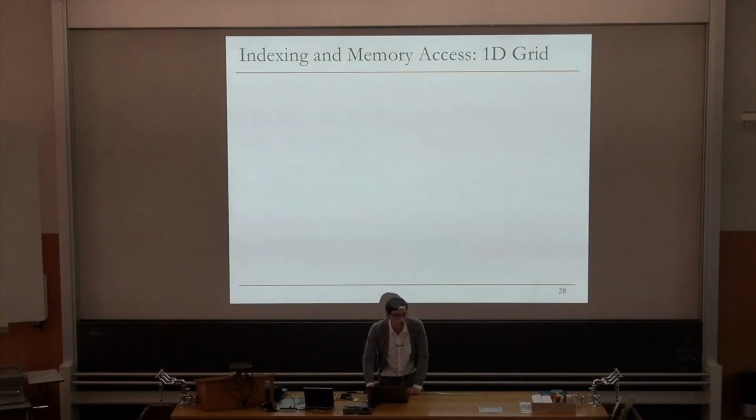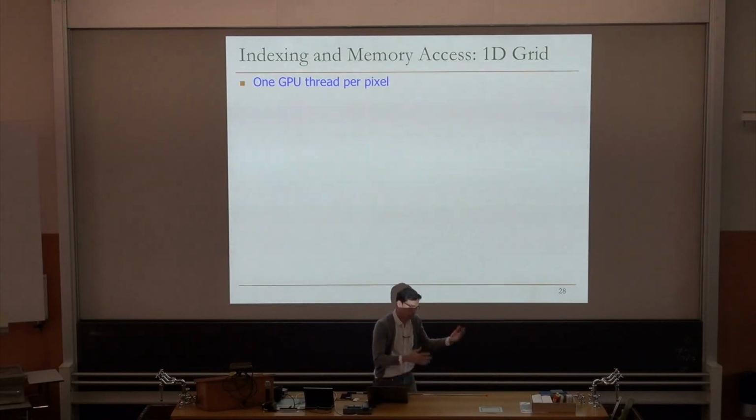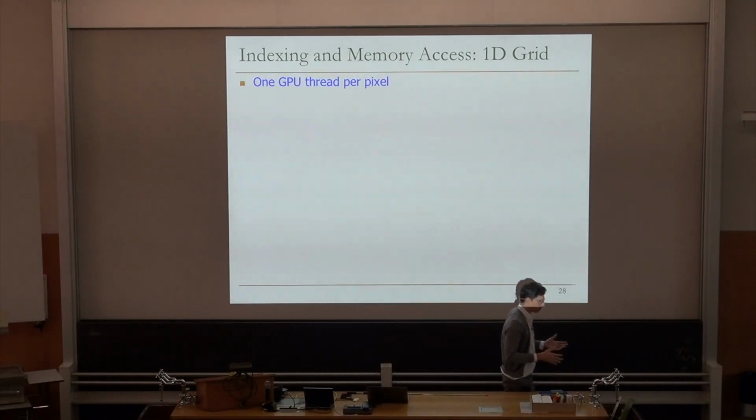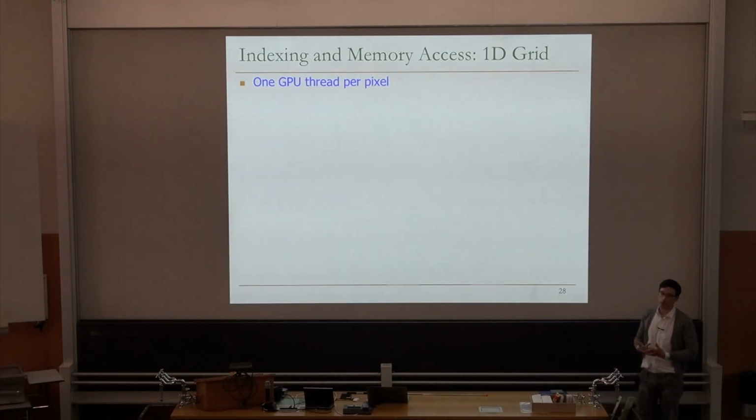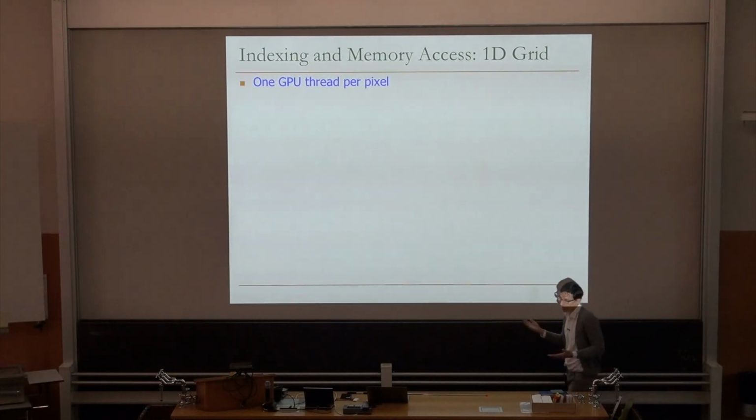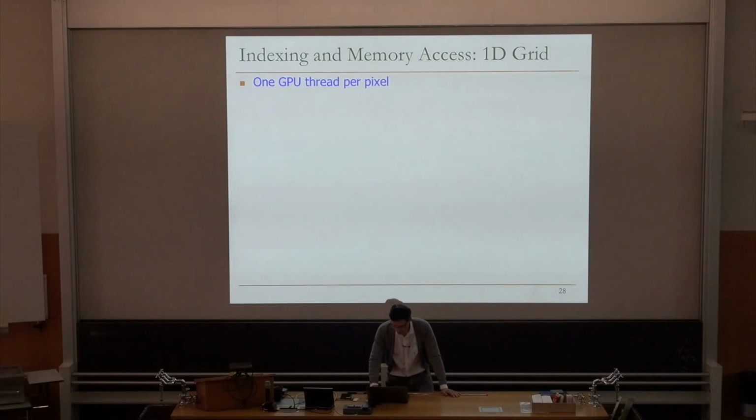So how are we going to access these pixels when we launch a kernel and we have a bunch of GPU threads accessing them? In principle, we are going to do the same operation on every pixel, and the simplest way is assigning one of these pixels to one thread. So that's how we are going to start the discussion of this.